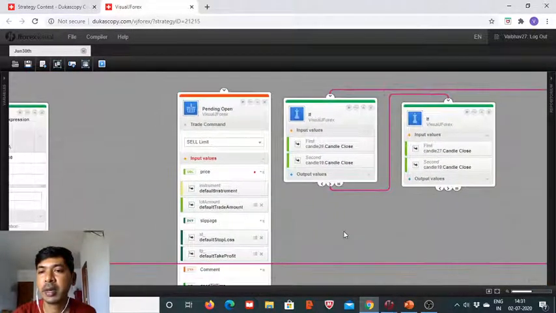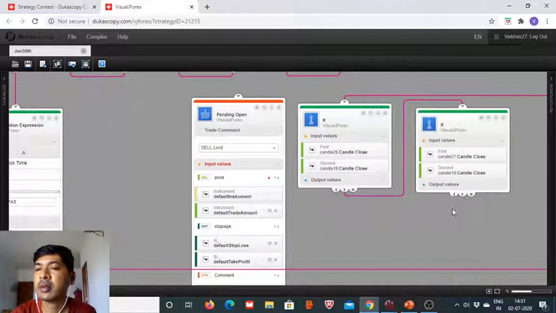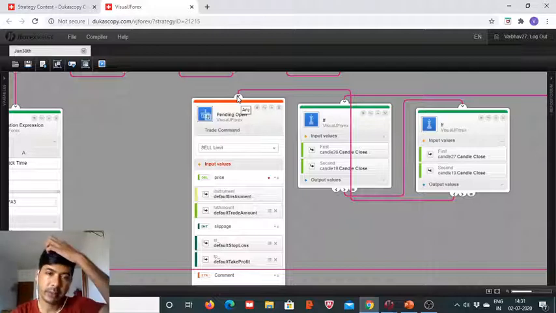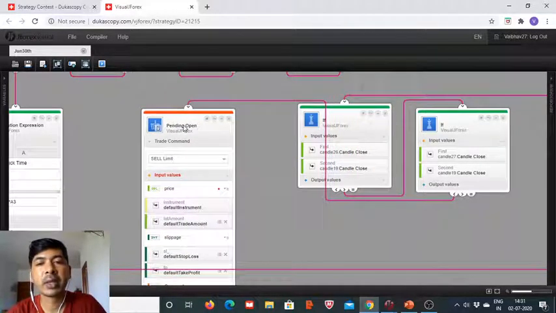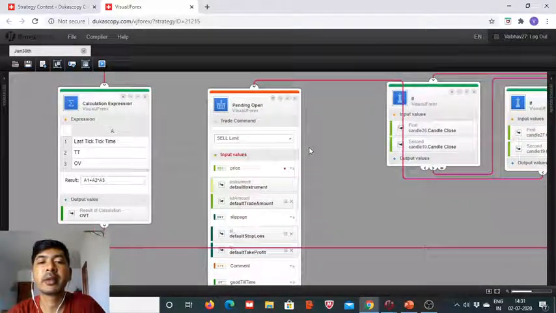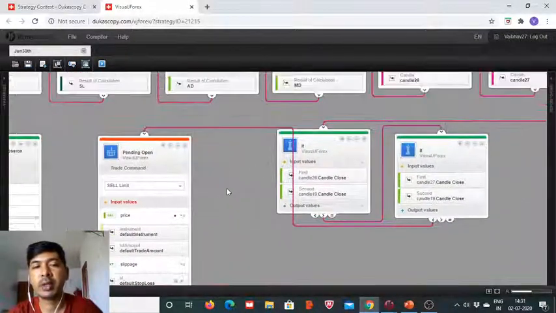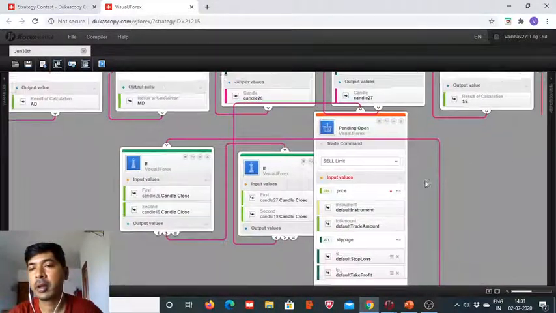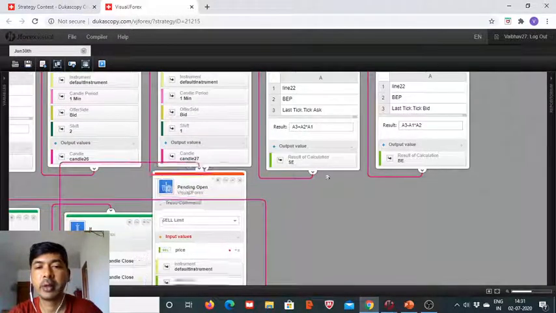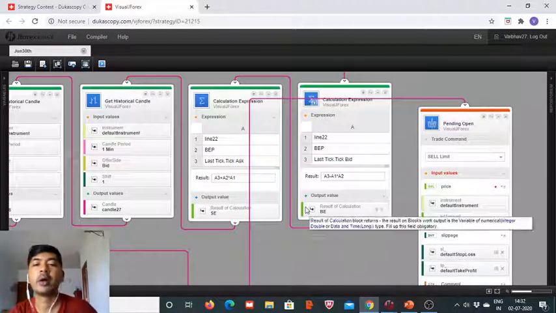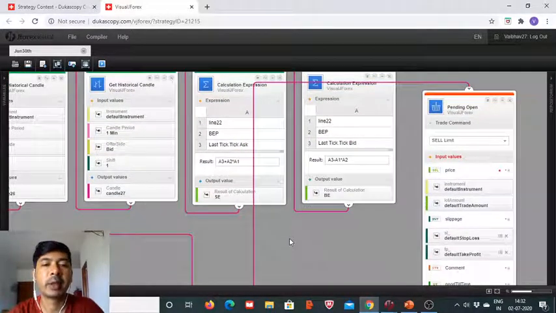And here we have got it in place. It should be below the candle 19's closing. Okay, so we have defined all these if conditions. Now is the time to fill in the values for this pending open order, and we have already done most of the calculations, almost all the calculations, and all the variables are pretty much ready.